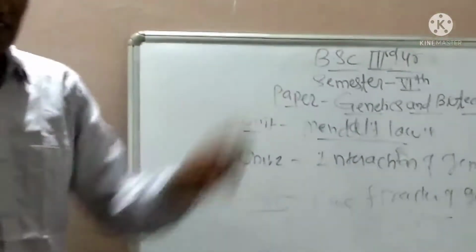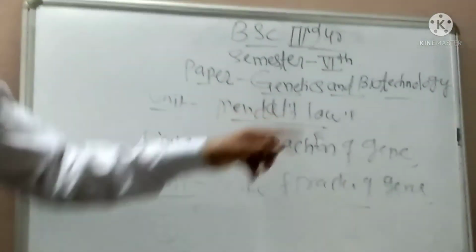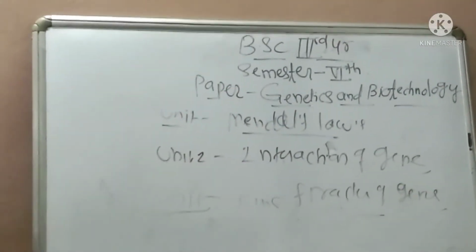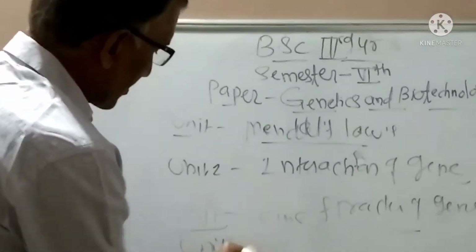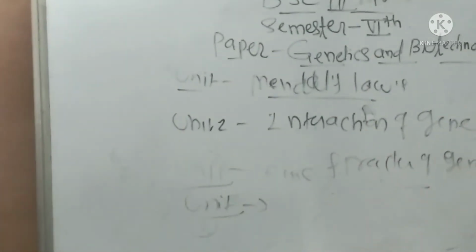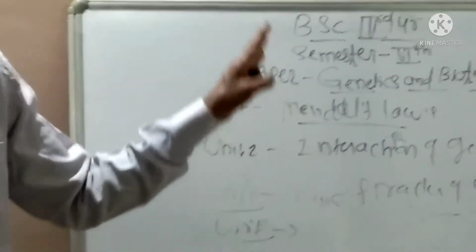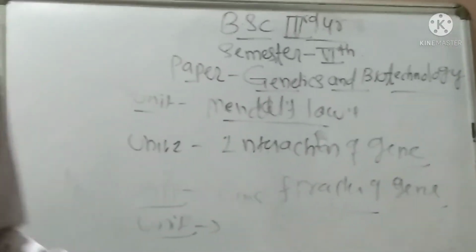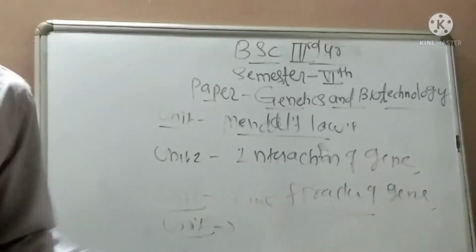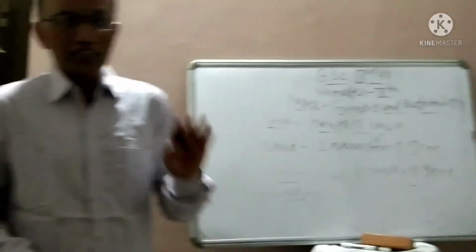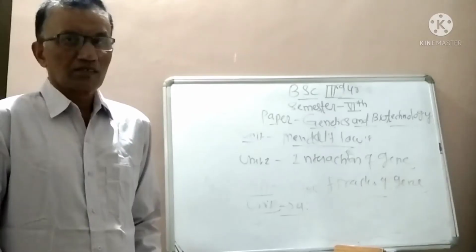First one is Mendel's law. Before Mendel's law there is interaction of gene, and fine structure of gene. Then again, unit 4. For details regarding the syllabus, I will provide a copy of the syllabus. But first you have to understand what the syllabus of this paper is and which are the chapters, and in each chapter what subunits are mentioned. Just you have to listen.